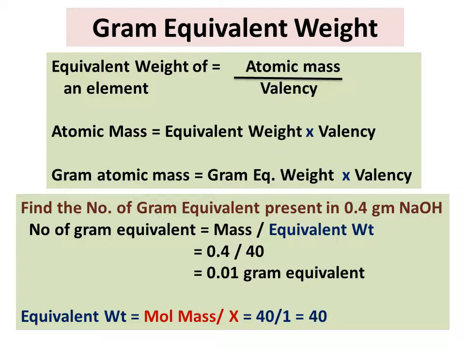So mass divided by equivalent weight: mass given is 0.4 grams of NaOH, so 0.4 divided by the equivalent weight of NaOH, which is 40. So 0.4 divided by 40 comes out to be 0.01 gram equivalent. So in 0.4 grams of NaOH, 0.01 gram equivalents of sodium hydroxide is present. This is all, and in the next session we will talk about the mole concept and molarity, normality, etc. Thank you.